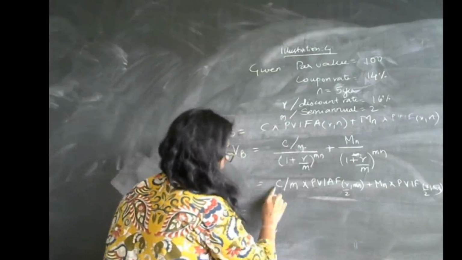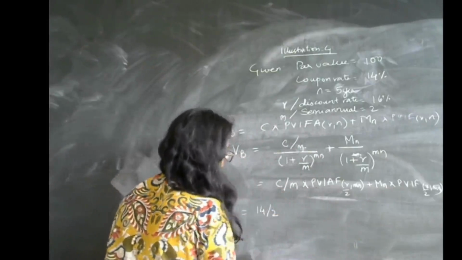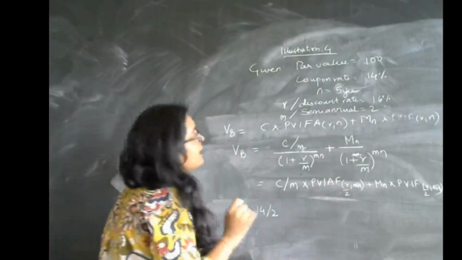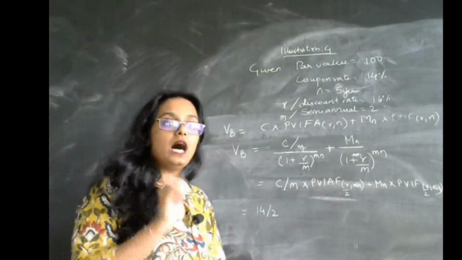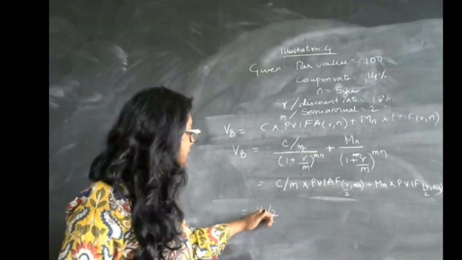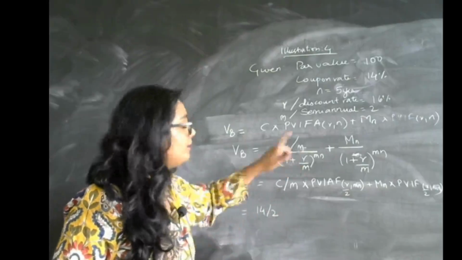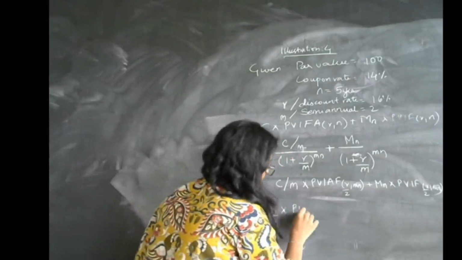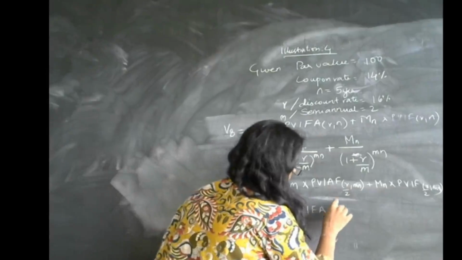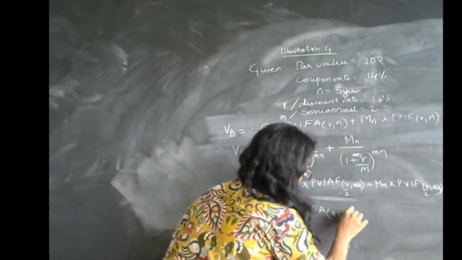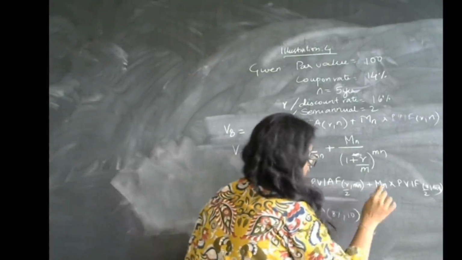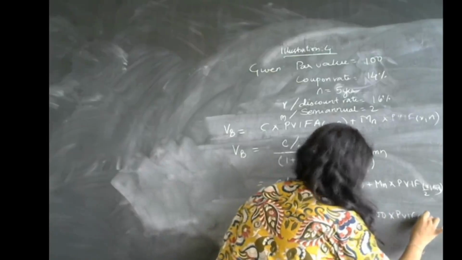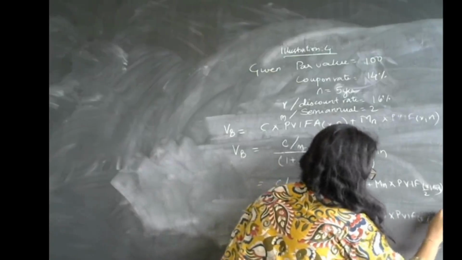So coupon, it is going to be 14 divided by 2. How is it 14? Coupon is calculated on the face value. Face value or the par value is 100. 100 multiplied by 14%, you get 14 divided by m, because it is a semi-annual problem. So we are dividing it with 2. Multiplied by present value interest factor annuity at the rate of 8% for 10 years. Plus maturity value, which is 100, multiplied by present value interest factor at the rate of 8% for 10 years.